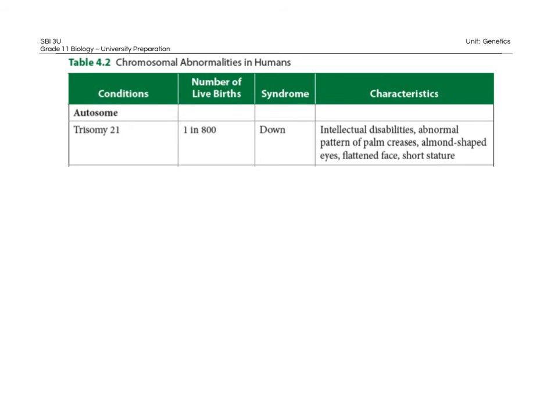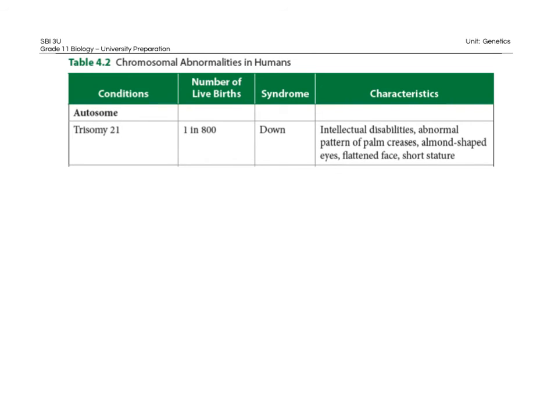That has a frequency of about 1 in 800 live births, and I think we're fairly familiar. Most of us have someone that we know with Down syndrome. It typically results in varying degrees of intellectual disabilities, some different palm creases, almond-shaped eyes, a flattened face, short stature, and those are just a few characteristics. So there's a perfect example of nondisjunction that we are all familiar with that you may not have thought about.